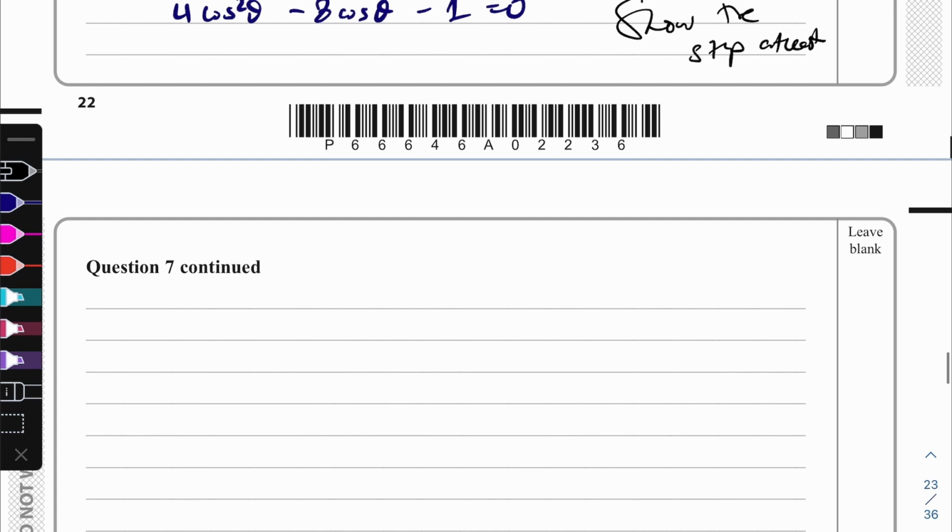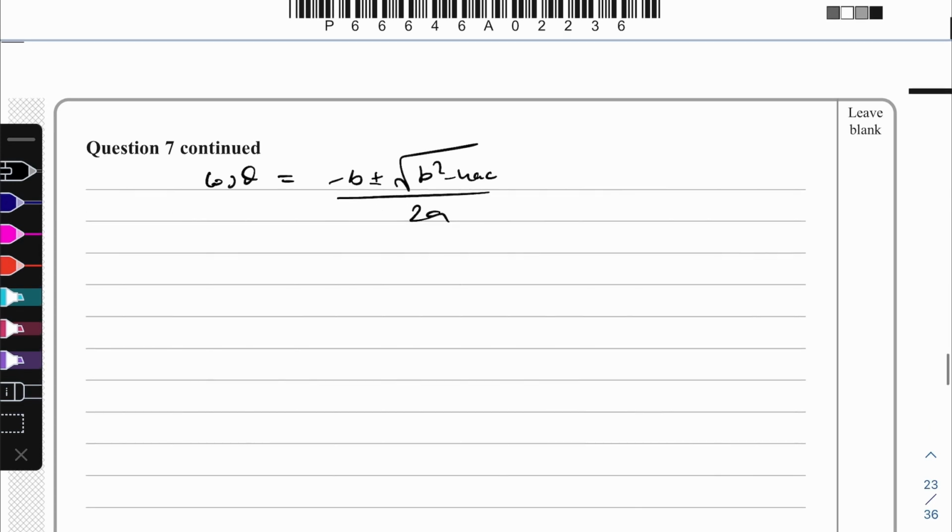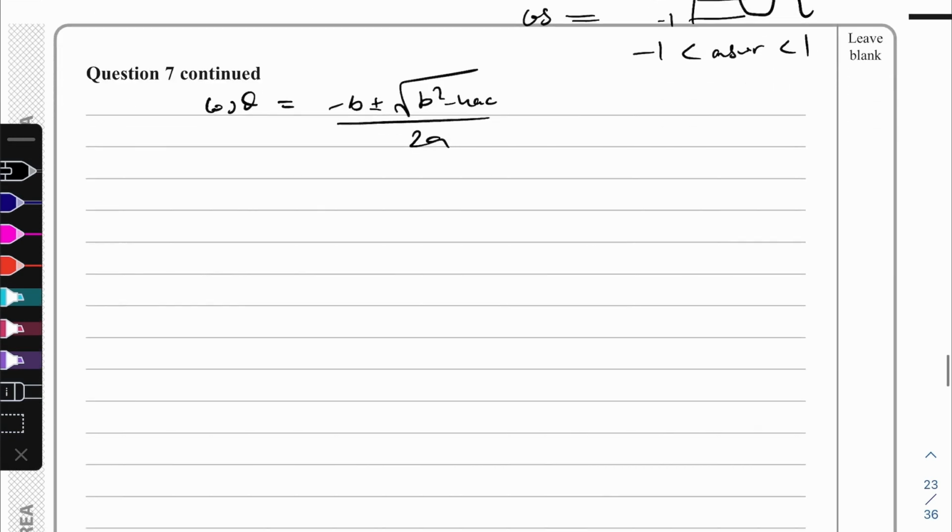All right. So how do we do this? We need to write cos theta equals minus b plus minus square root b squared minus 4ac over 2a. Now the values we get need to be between minus 1 and 1, right? Why? Because for any sine or cosine function, our graph only goes up to negative 1 and positive 1.